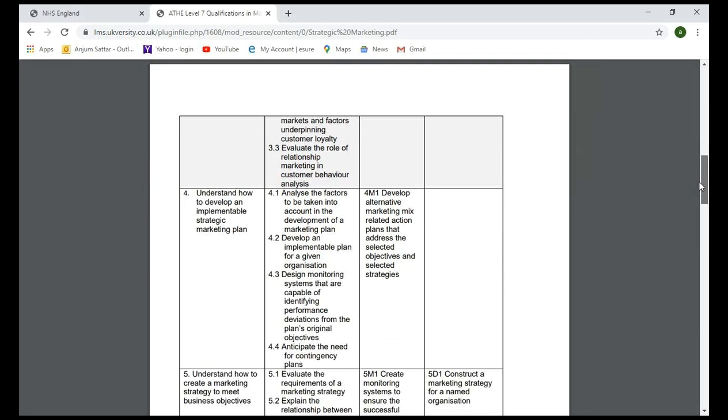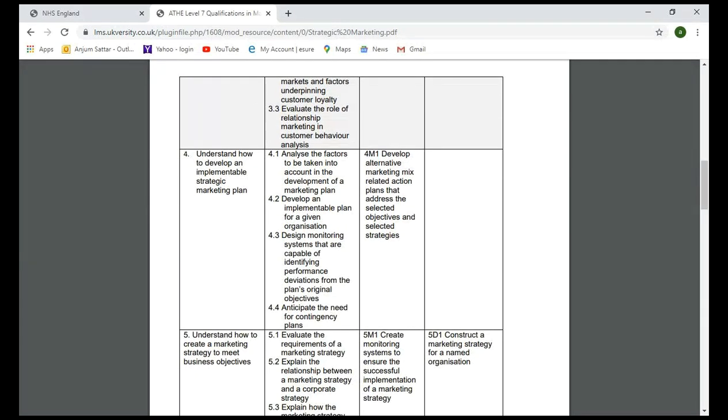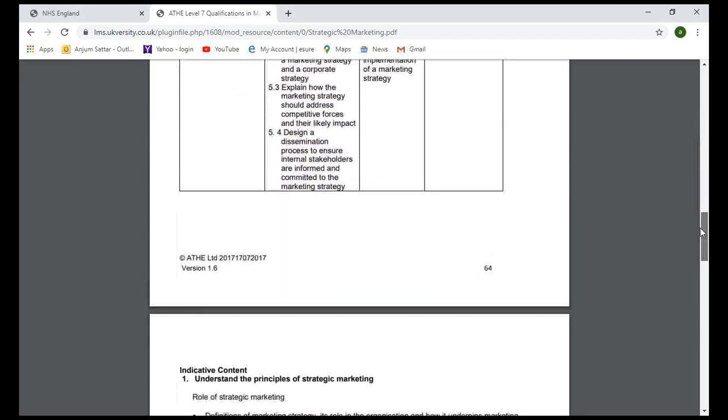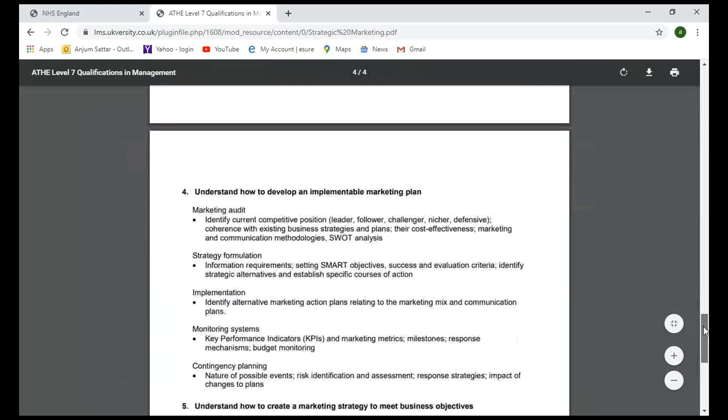In today's lesson we'll move forward and go through our LO4. LO4 is our assessment criteria 4 as well, which covers analyzing the factors to be taken into account when developing a marketing plan. We'll go through implementation, how we can design the monitoring system, and how we can prepare the contingency plan. And then we'll develop alternative marketing mixes, different marketing mix strategies as well. All this will be focused on in our lesson and our indicative content, what we're supposed to learn.